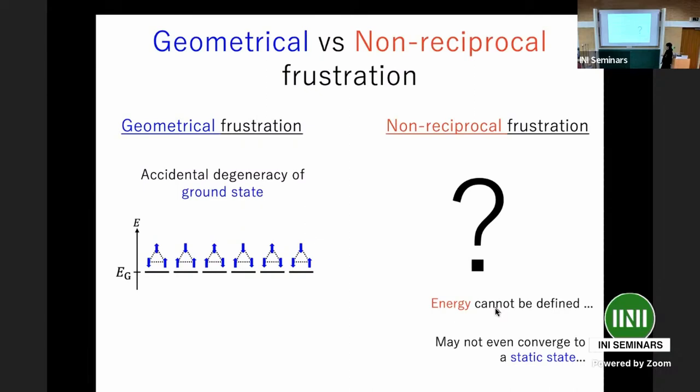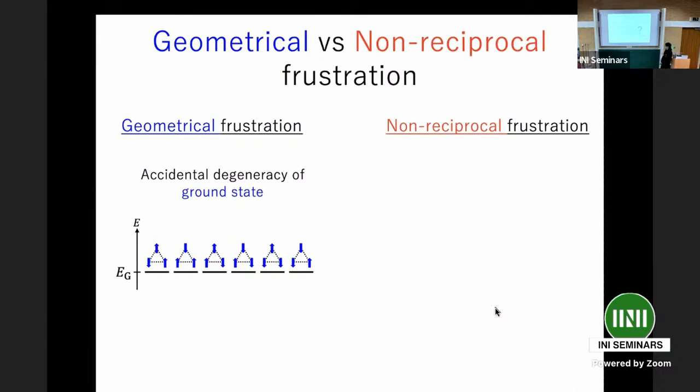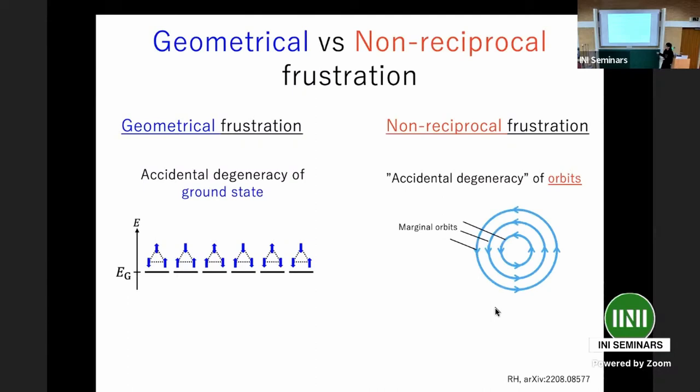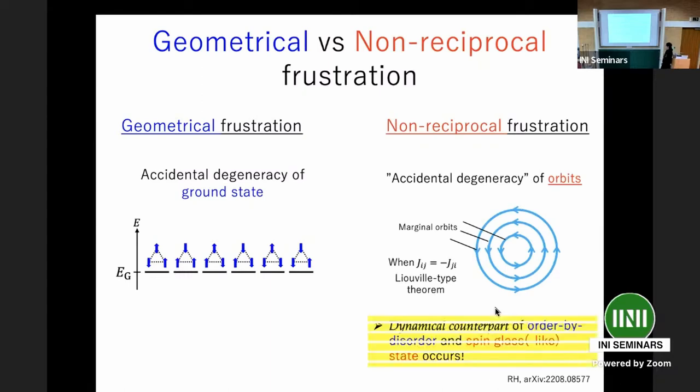But here I would like to argue that, yes, there is a counterpart of accidental degeneracy of ground state, but it's not accidental degeneracy of ground state, it's accidental degeneracy of orbit, or in a more familiar language, a marginal orbit will arise. And this can be shown by proving a Liouville-type theorem. And as a result, I would like to argue that a dynamical counterpart of worldwide disorder and stained glass-like state will occur.